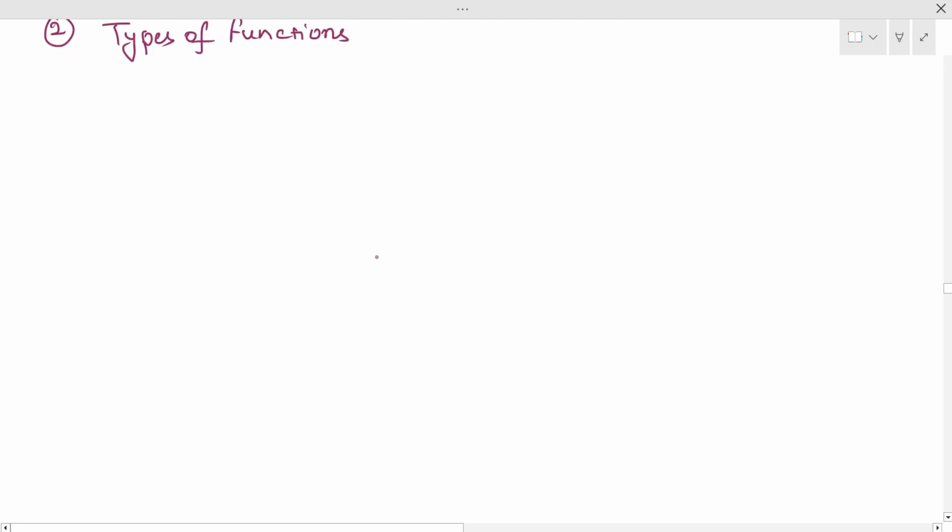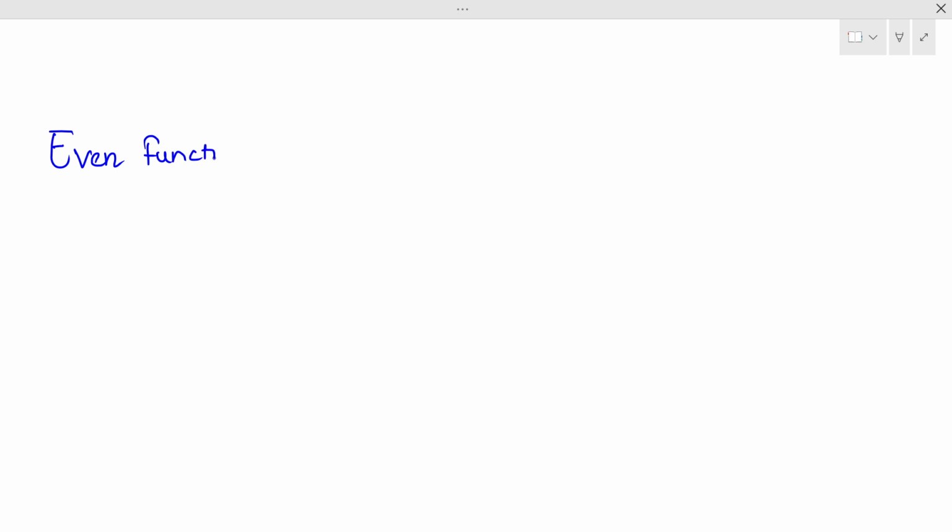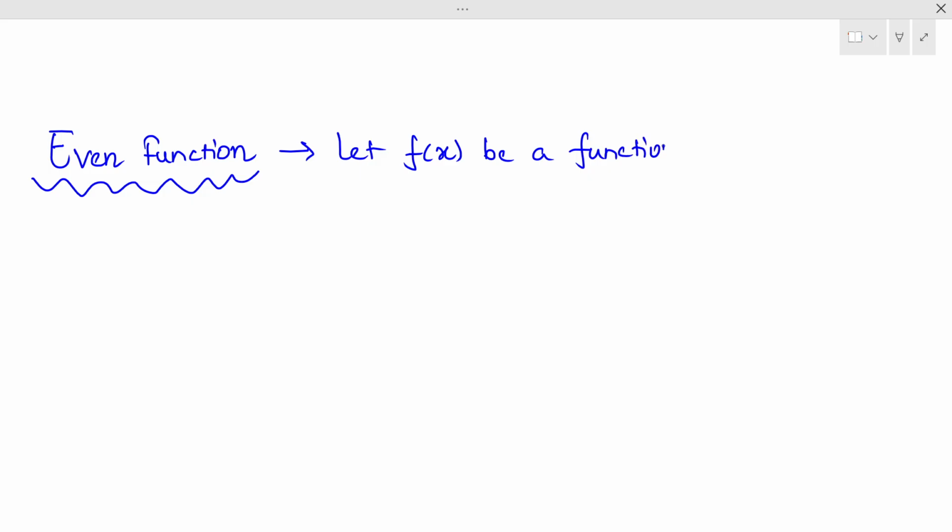So let's begin. The first type you should know is the even function. Let f(x) be a function such that f(-x) = f(x). Then f(x) is called an even function.